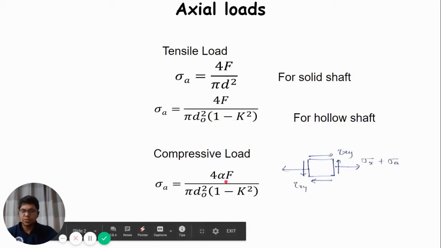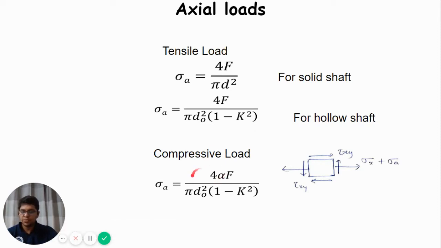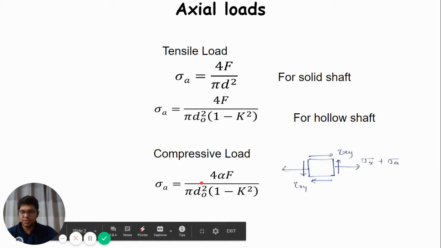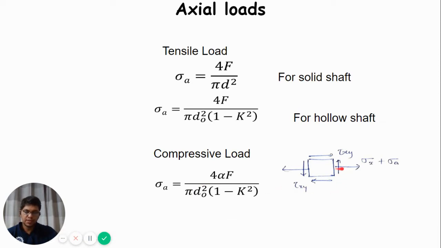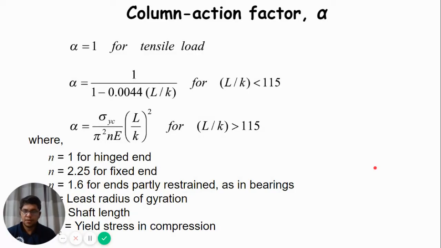So in order to include the buckling phenomenon also into the picture, we have included a factor in the above equation that is equal to alpha, and alpha we can call a column factor. So once you find out the axial stress by using this equation, you can modify the element stress on the shaft surface by adding the axial stress to the bending stress. So then how are we able to determine the alpha?